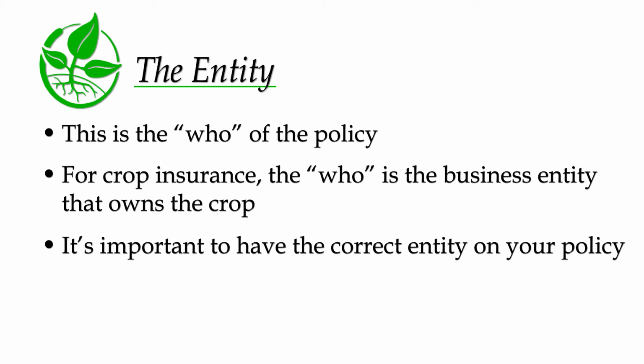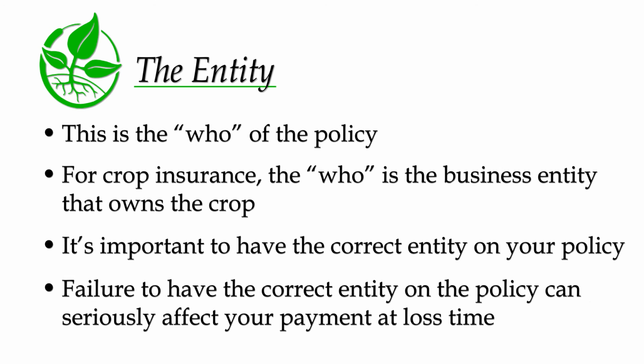It's important to have the correct entity on your policy. That means the entity that is responsible for the crop, that buys the seed, fertilizer, pesticides, and receives the payment when the crop is sold. Failure to have the correct entity on the policy can seriously affect your payment at loss time, so make sure that it is correct. And then there's deadlines.